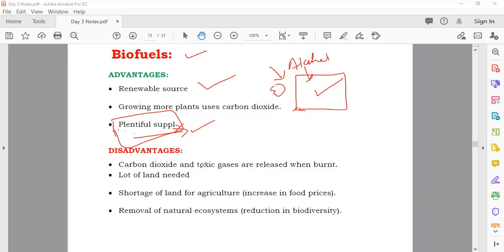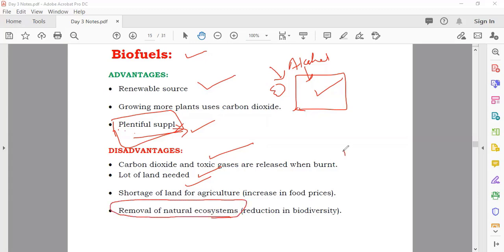Disadvantages: carbon dioxide and toxic gases are released when burned. Yes, sometimes they also produce carbon dioxide. A lot of land is needed. If you want to cultivate trees and other things, yes, you need the land. Shortage of land for agriculture. For example, if you go for this one, maybe there will be less land for producing food for the people. And sometimes you are disturbing the natural ecosystem.